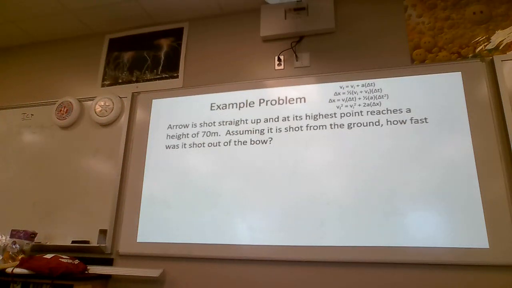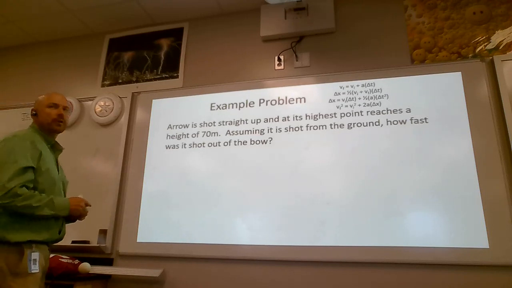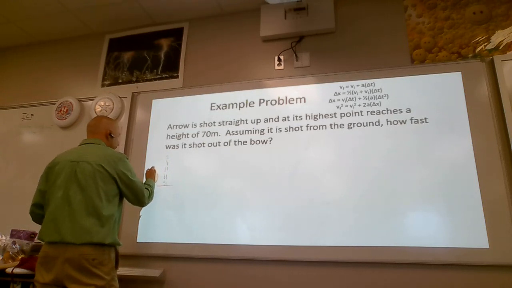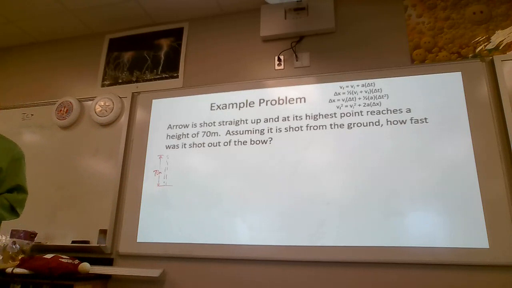Okay. An arrow is shot straight up. At the highest point, it reaches a height of 70 meters. Assuming it was shot from the ground, how fast was it shot out of the bow? Okay. Awesome, Smiley. You gave me one number. Thanks. Appreciate that. First thing, draw a picture. Okay. What numbers do I know?